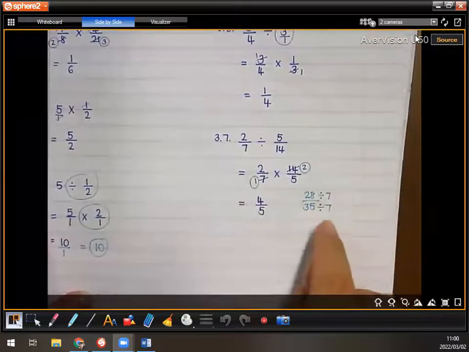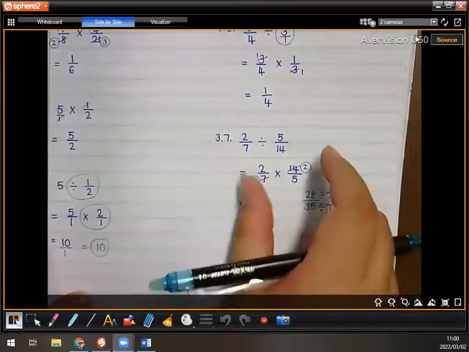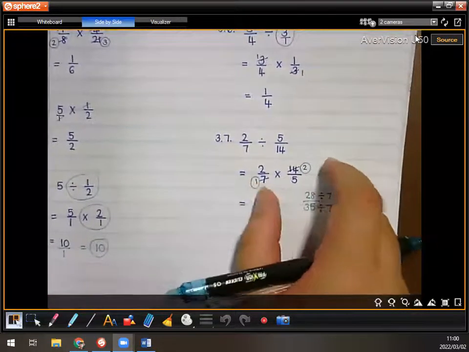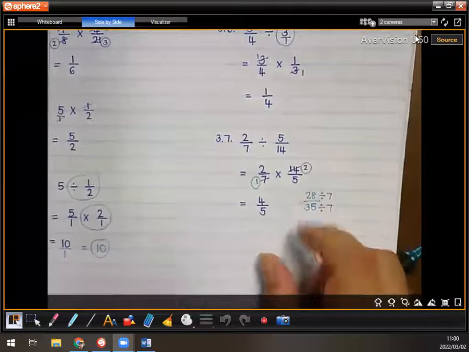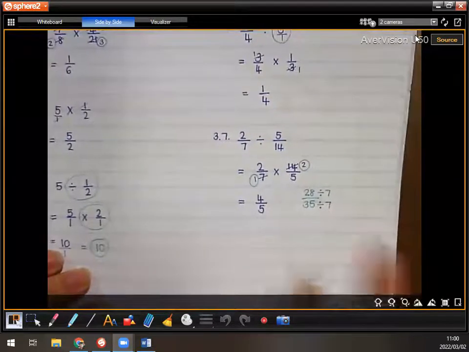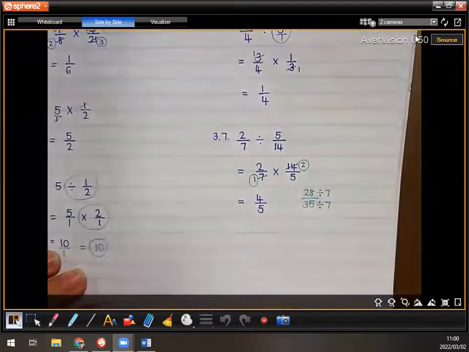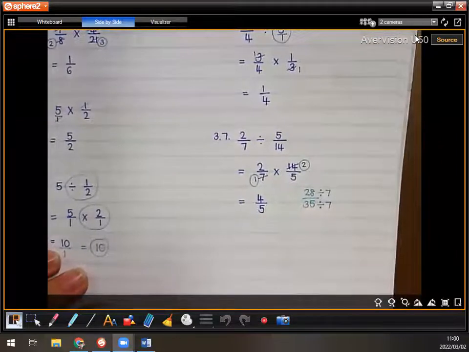But guys, in your 2 options, when you're cross cancelling, I also divided by 7. I just did it a step above. So you're doing the same thing as here, it's fine. As long as your final answer is 4 over 5, that is important.